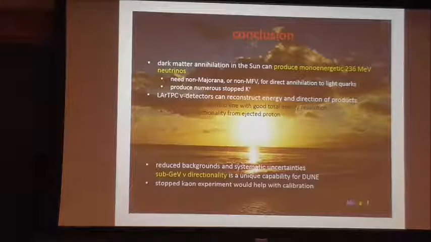With a liquid argon TPC detector like DUNE, you can reconstruct both the energy and the direction of these products. And so not only is that very good for seeing a line signal, but by getting the directionality of the ejected proton, you can try to preferentially focus on neutrinos that are coming from the direction of the sun. And that helps you reduce your backgrounds and your systematic uncertainty. This kind of sub-GeV neutrino directionality is a unique capability for DUNE. And having any kind of a stopped kaon experiment there would be a nice calibration for this kind of search. Thanks.